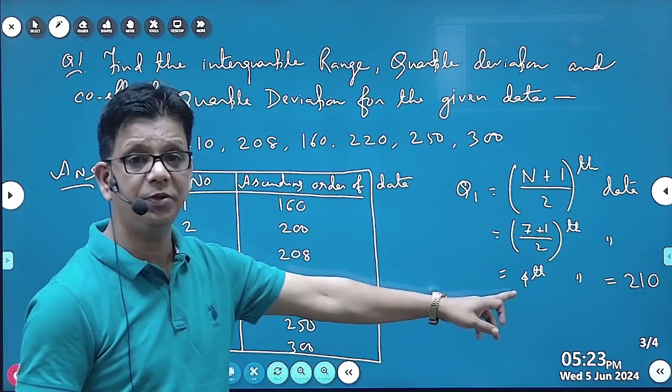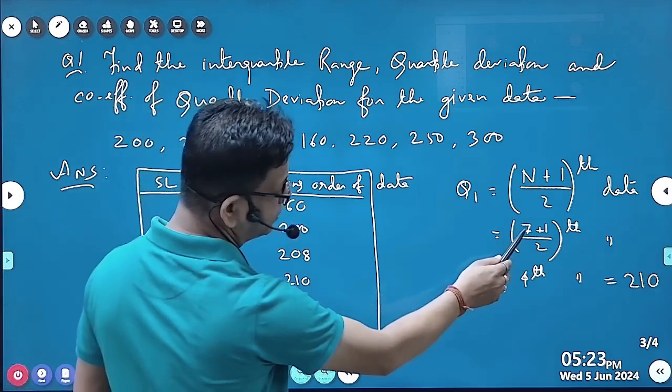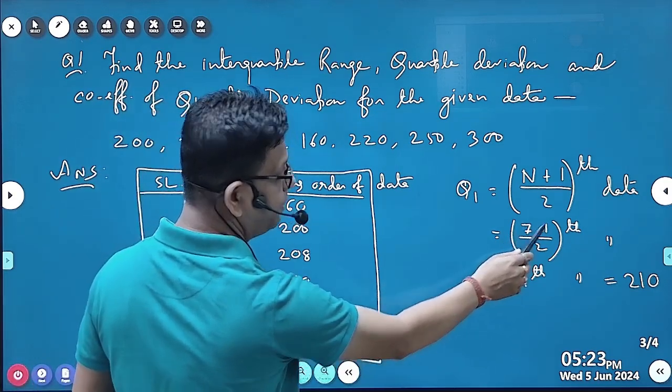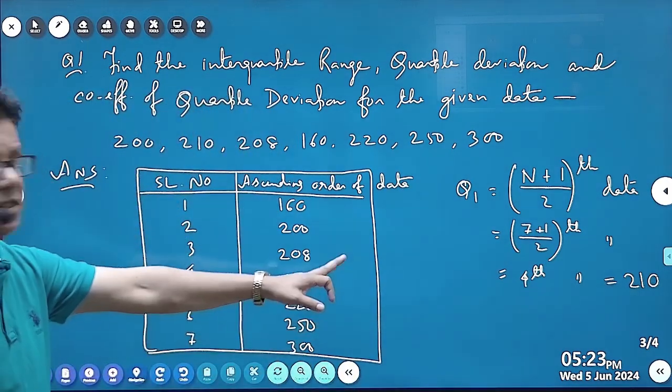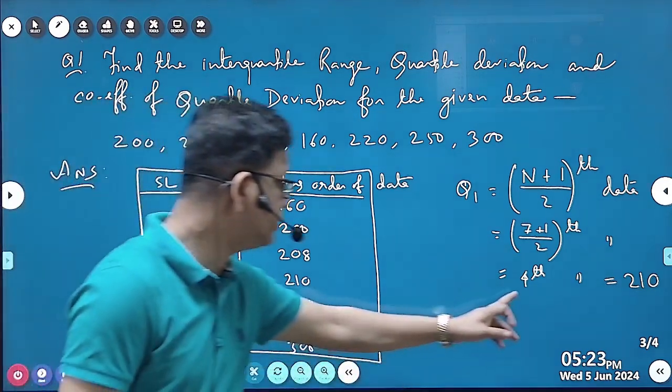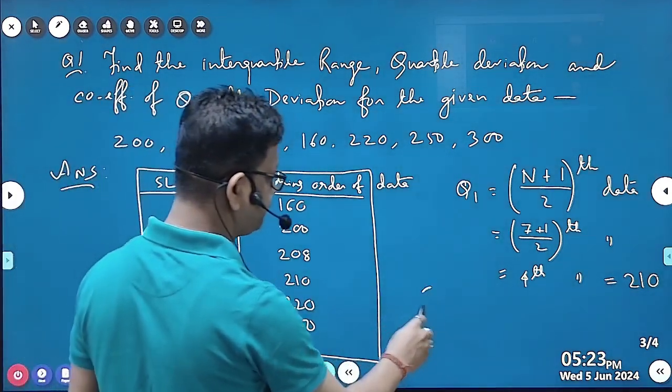Suppose it comes to 3.75. Might come. Yes or no? Suppose this is 8. So 8 plus 1, 9 by 2, what will come here? For that data we need to be a little careful. Otherwise it is easy right now. So I started with the easy one only. So the fourth data is the quartile 1. Getting it? Quartile 3.